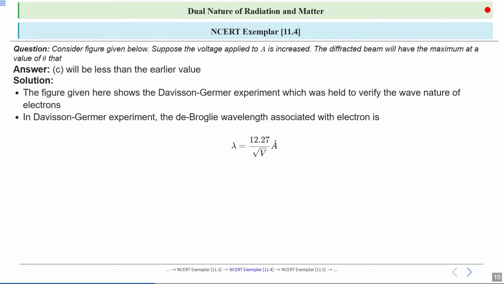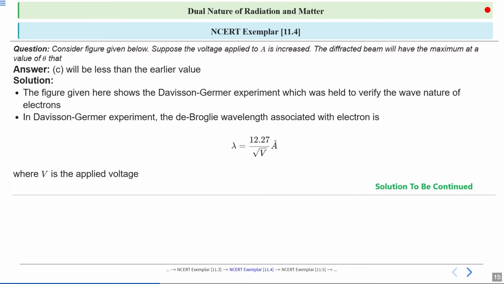The formula for the de Broglie wavelength of an electron is lambda equal to 12.27 divided by square root of V, where lambda is in angstroms and V is the accelerating voltage in volts, that is, the applied voltage. Now you can see the relation between the applied voltage and wavelength.